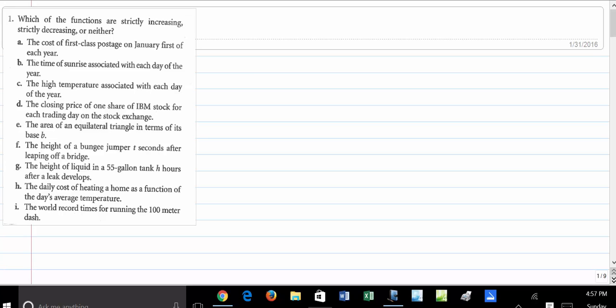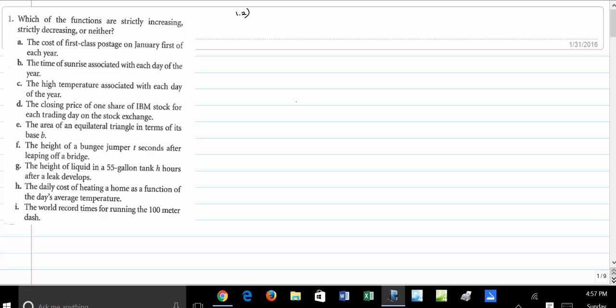Hello, I'd like to solve a couple problems from different sections. These questions are from section 1.2. Which of the functions are strictly increasing, decreasing, or neither?